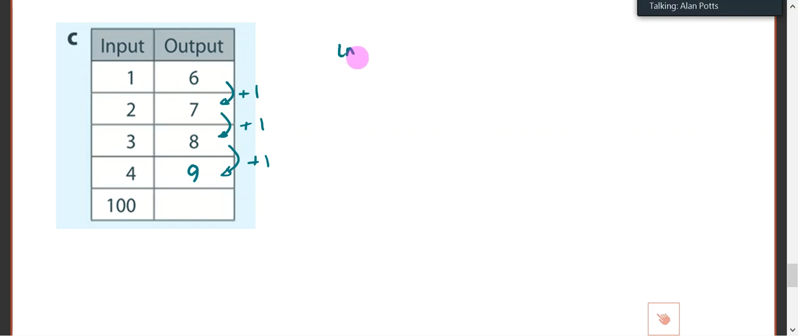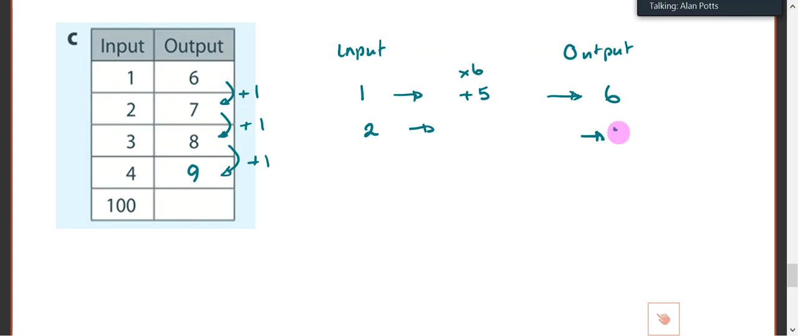So let's do our inputs and outputs, and work out our function machine. So if one goes in and six comes out, potentially it's plus five, or potentially times by six. Which one? Because two to seven is plus five. So we'll forget about the times by six, and we've got plus five.